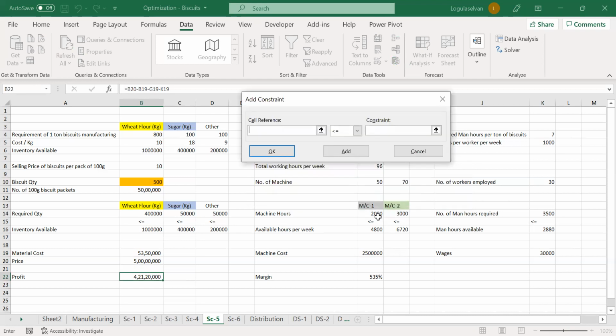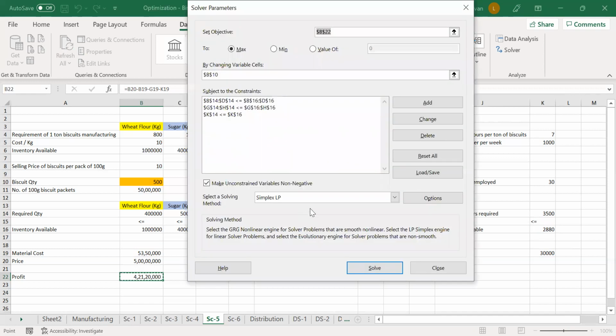Then the machine hours required is the next constraint against the machine hours available. Then the third constraint is that the man-hours required should be less than or equal to the man-hours available. So we have added 3 constraints. The method remains the same.